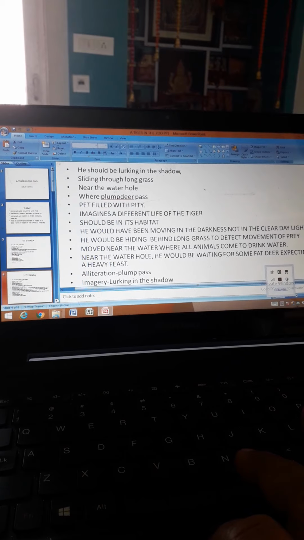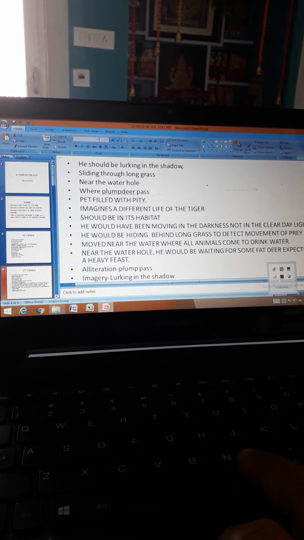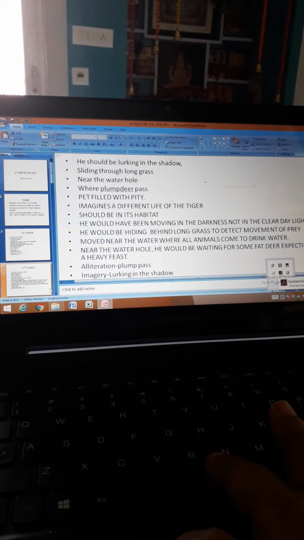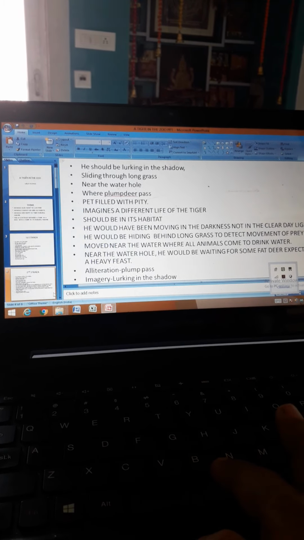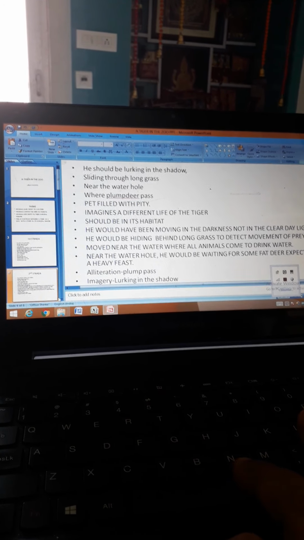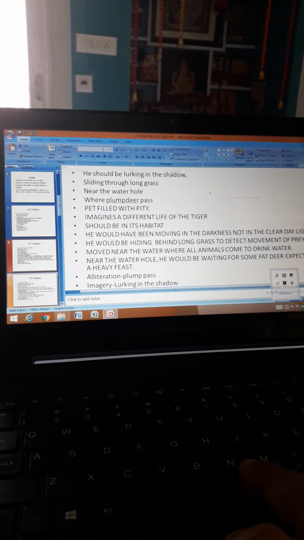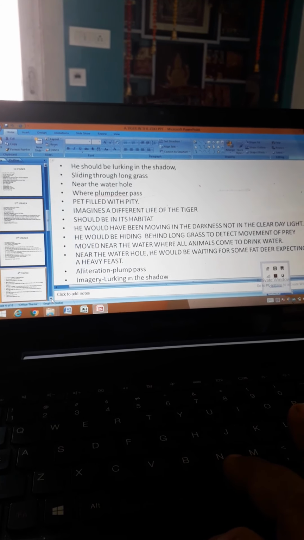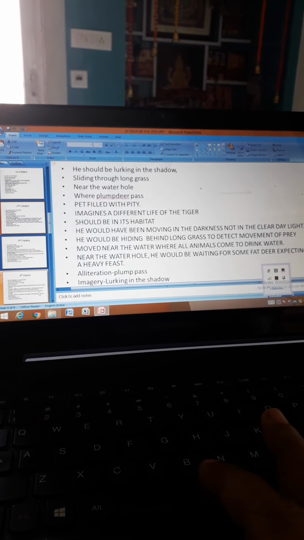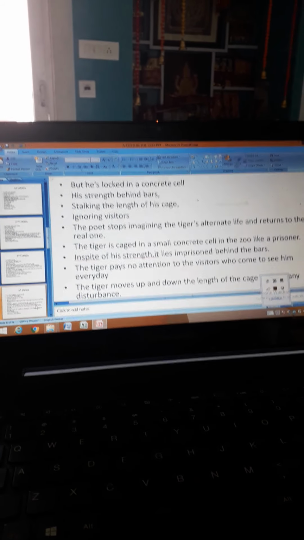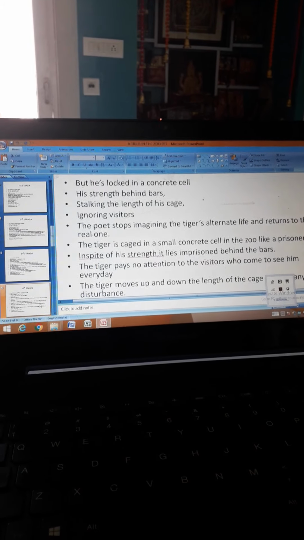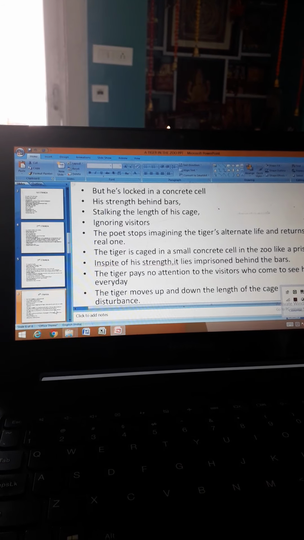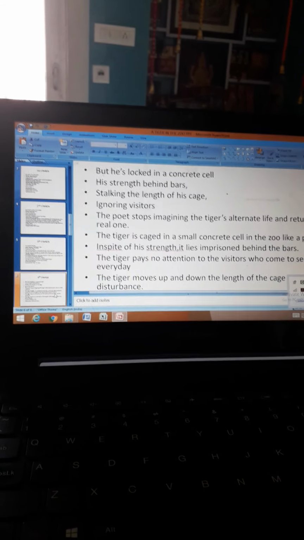Now let us see the literary devices here. Alliteration is plump pass. Imagery is lurking in the shadow. Imagery is what? The visual imagery. Got it, children? The visual imagery means that you have to imagine yourself where is the tiger, where is he standing in his natural habitat. Which line? Lurking in the shadow.